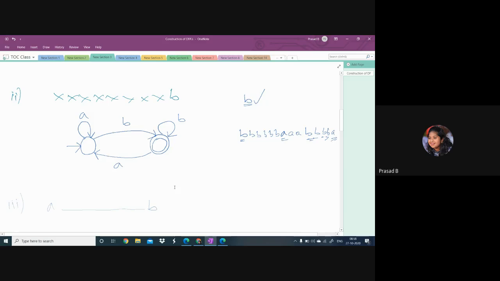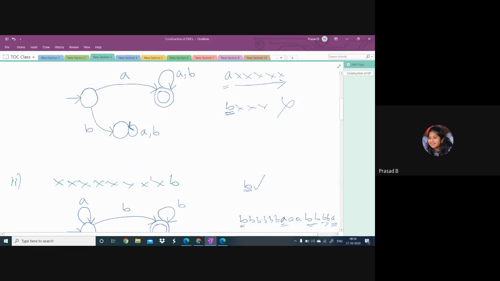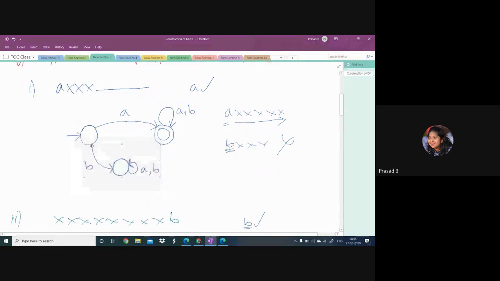Here, we have not used the dead state, because dead state won't come in this. If ending with B, we will be in the final. If ending with A, go to non-final. Again B comes, final. As long as B comes, final. If A comes, go to non-final. That is the reason here we should not use the dead state. Whereas if initially B comes in the previous one, all those are invalid. That is the reason we'll go to dead state.